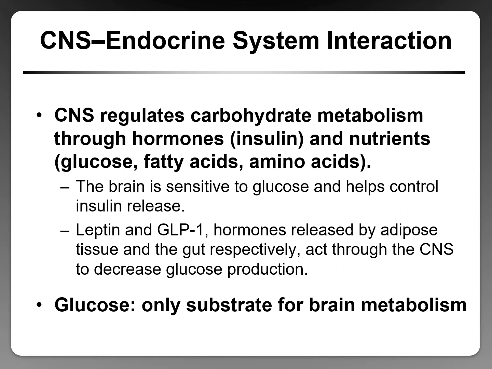Next, we need to talk about how the central nervous system and the endocrine system are going to interact. The central nervous system will regulate carbohydrate metabolism through the hormones, specifically insulin, and the nutrients, basically glucose, fatty acids, and amino acids. The brain is going to be sensitive to glucose and is going to help control insulin release. We also know leptin and GLP-1, which are hormones released by adipose tissue and the gut, are going to act through the central nervous system to decrease glucose production.